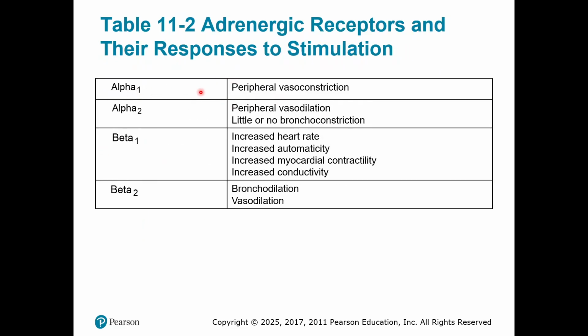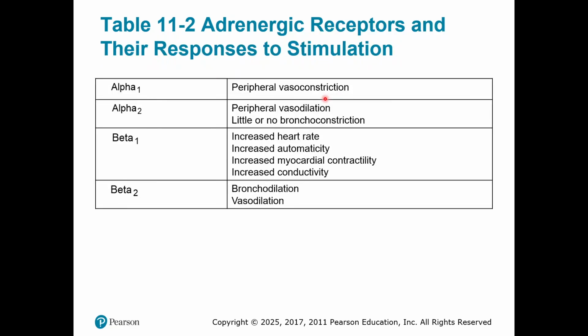All right. We have alpha 1 and alpha 2, right? And we're talking about how we're going to affect the sympathetic nervous system right now. The adrenergic receptors, right? And so we have A1, A2, B1, B2. We learned about it in EMT school. Alpha 1 affects vasoconstriction, right?